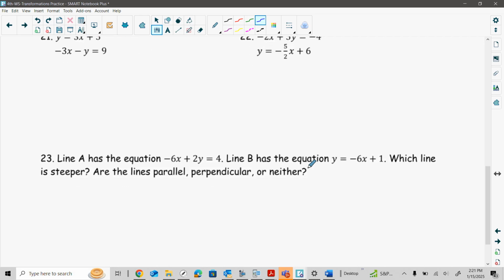And then here, they're telling you exactly, you have to compare the two lines. So back to solving for y again. And then they have this line B there. I can physically see the slope of that one. So I need to see the slope for this equation to determine if it's parallel, perpendicular, or neither.